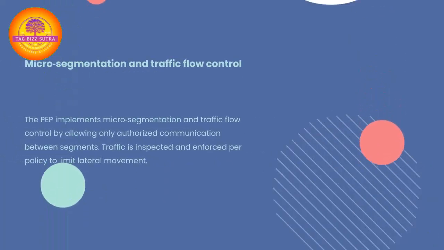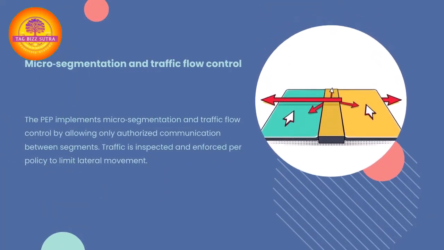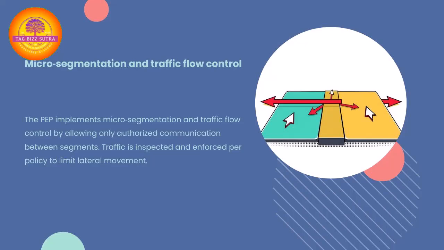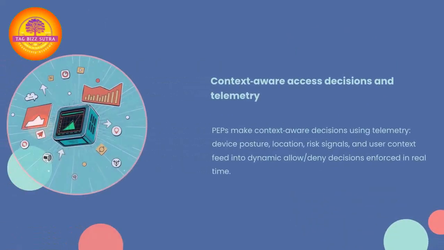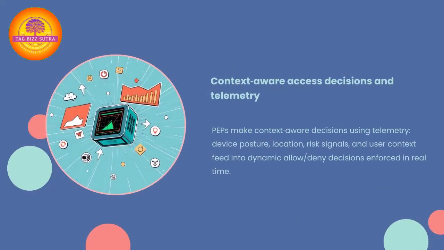The PEP implements microsegmentation and traffic flow control by allowing only authorized communication between segments. Traffic is inspected and enforced per policy to limit lateral movement. PEPs make context-aware decisions using telemetry. Device posture, location, risk signals, and user context feed into dynamic allow/deny decisions enforced in real time.